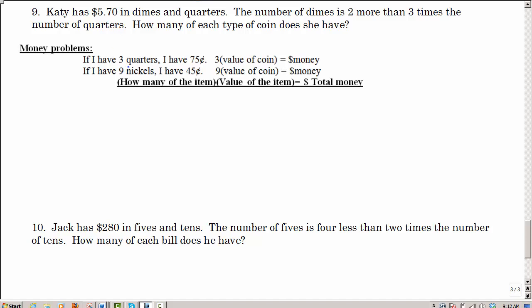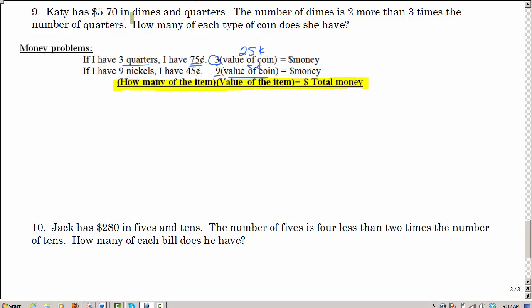First of all, let's go back to if I have 3 quarters, I have 75 cents. You just know that, right? Well, you're really multiplying 3 because I have 3 quarters, and quarters are worth 25 cents, and that's how I got 75 cents. If I have 9 nickels, I have 45 cents because 9 times 5 cents is 45. So this is the trick to money problems. You've got to know that you have to multiply how many of you have times the value, and that gets you money. If I just tell you I have 7 coins in my pocket, you don't know how much money I have.